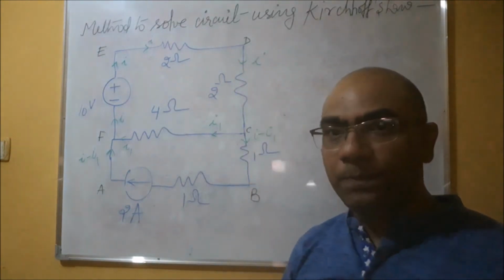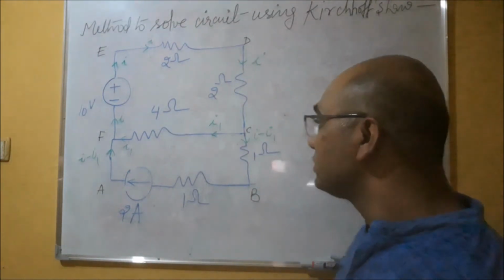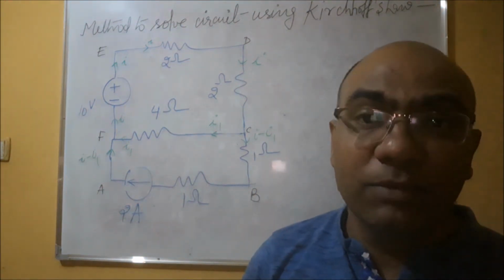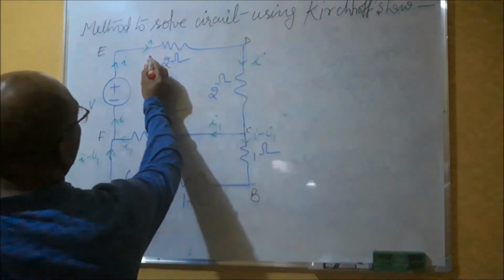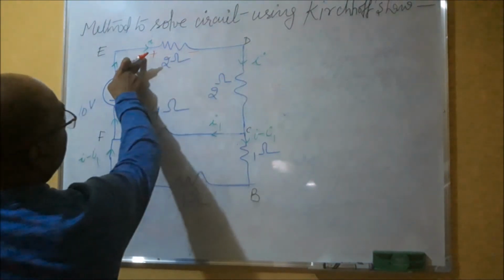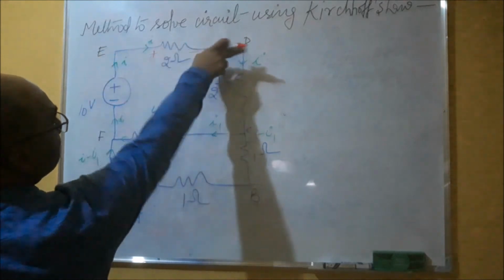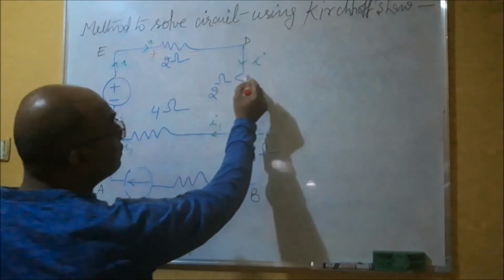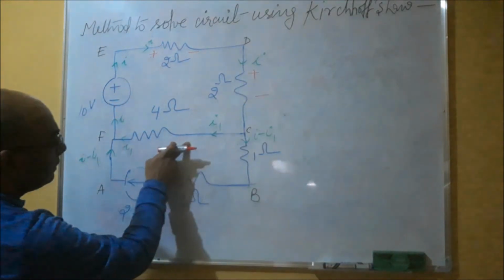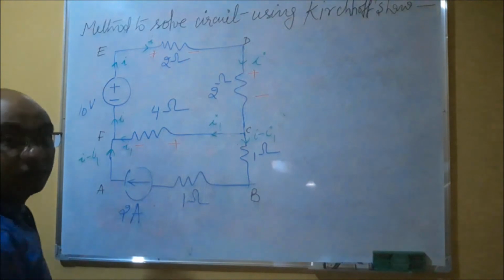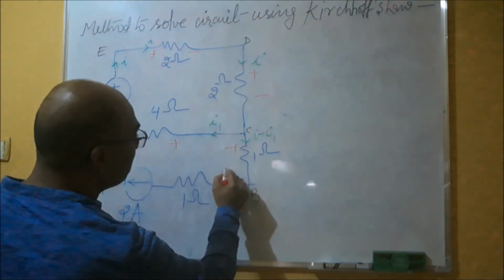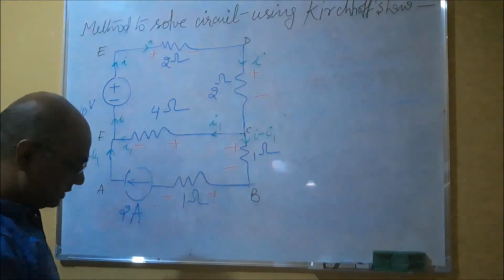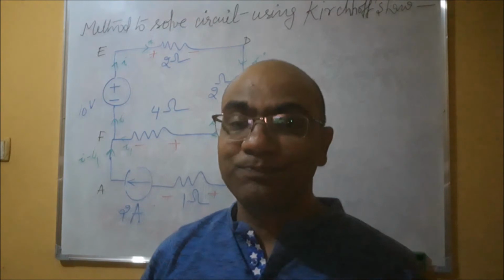If the second point is okay, then come to the third point. What is the third point? You make the polarities across each circuit element. Current is going from this side, so this is plus, this is minus. Current is going like this, so this is plus, this is minus. Here, this is plus, this is minus, right? This is plus, this is minus, and here also this is plus, this is minus. Is it okay? This is over.